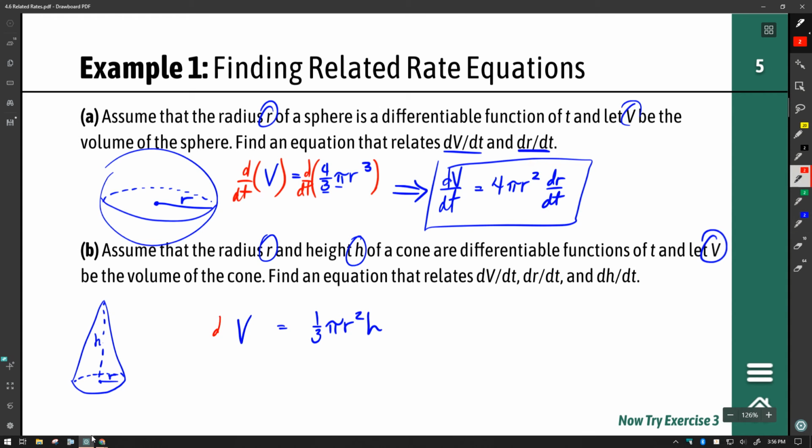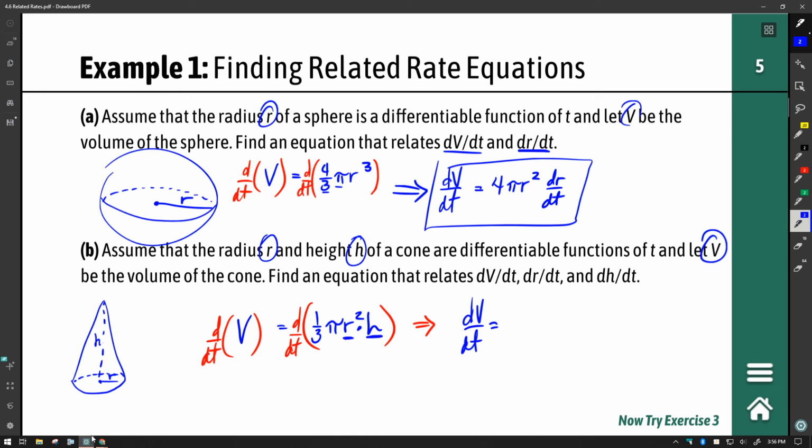So here's where we want to go. We want to next take the derivative with respect to time of both sides of this equation and see where that takes us. Well, d/dt of V is simply dV/dt. So we've got dV/dt. On the right, since r is a function of time and h is a function of time, we're going to have to use a product rule because we have an r squared times h. It's like two variables being multiplied. In this case, those variables are really functions of time.